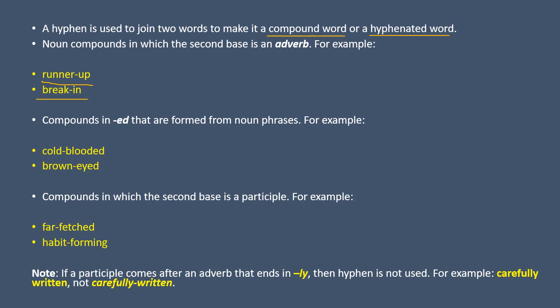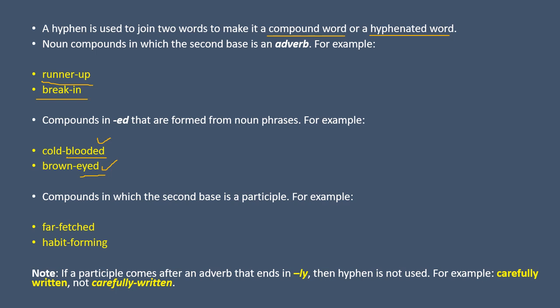Okay, sometimes you use another word with compounds, with words that end in -ed, that are formed from noun phrases. For example, you could see the words eyed and blooded, they end in -ed. So you use cold or brown or any other word with them to make compounds. So this would be cold-blooded and brown-eyed. You shouldn't write these words without a hyphen, because that's the rule, that sometimes the words that end in -ed should be hyphenated with other words.